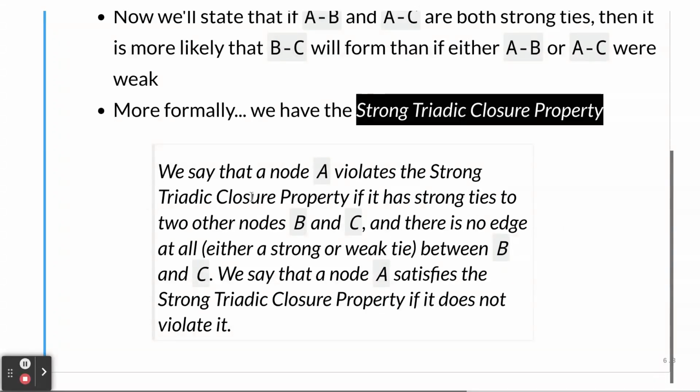So we'll say that a node A violates the strong triadic closure property if there exist two nodes B and C to which A has a strong connection to both, and there is no edge at all, either weak or strong, between B and C. We say then that A satisfies the strong triadic closure property as long as it doesn't violate it.